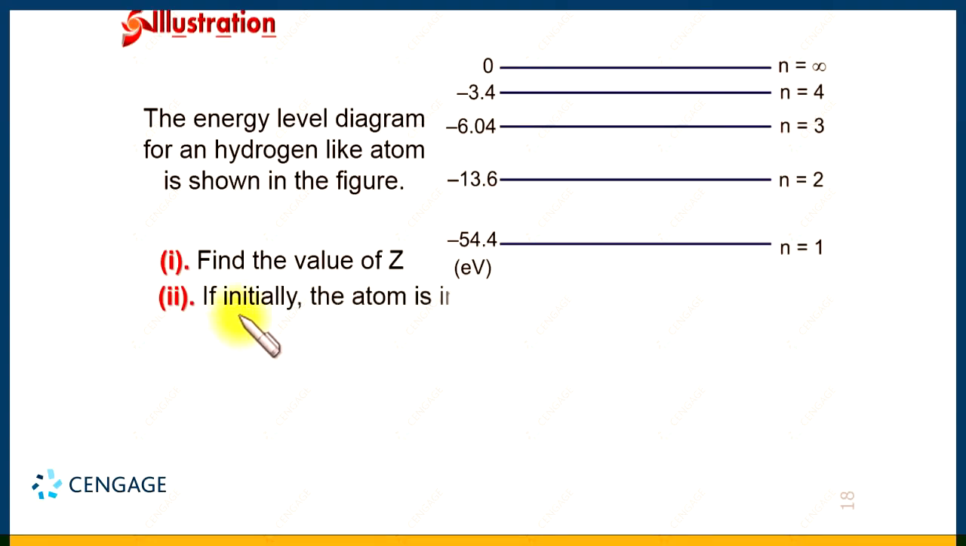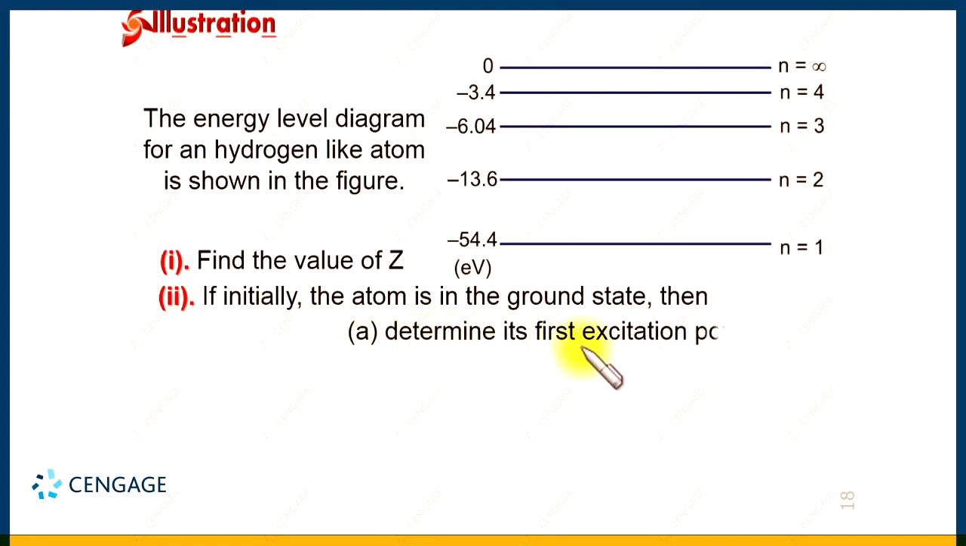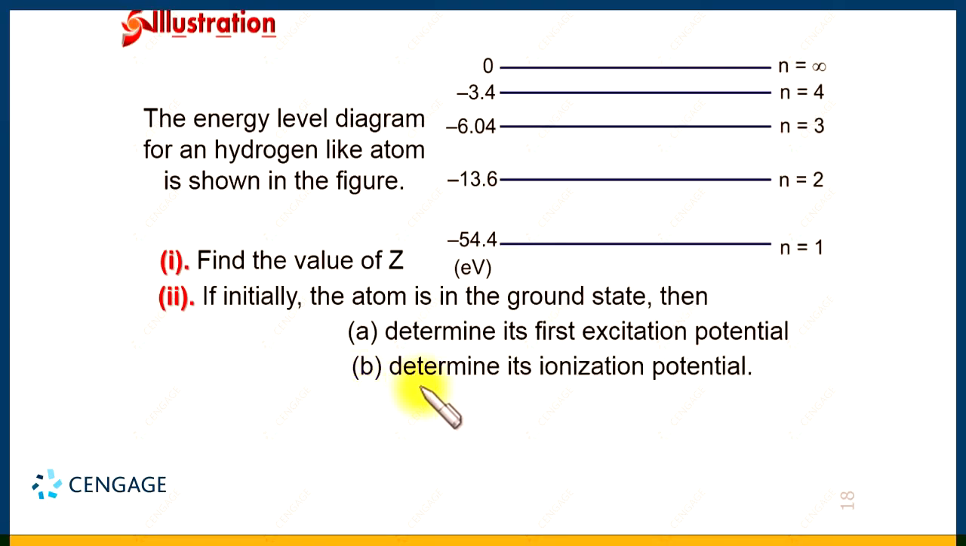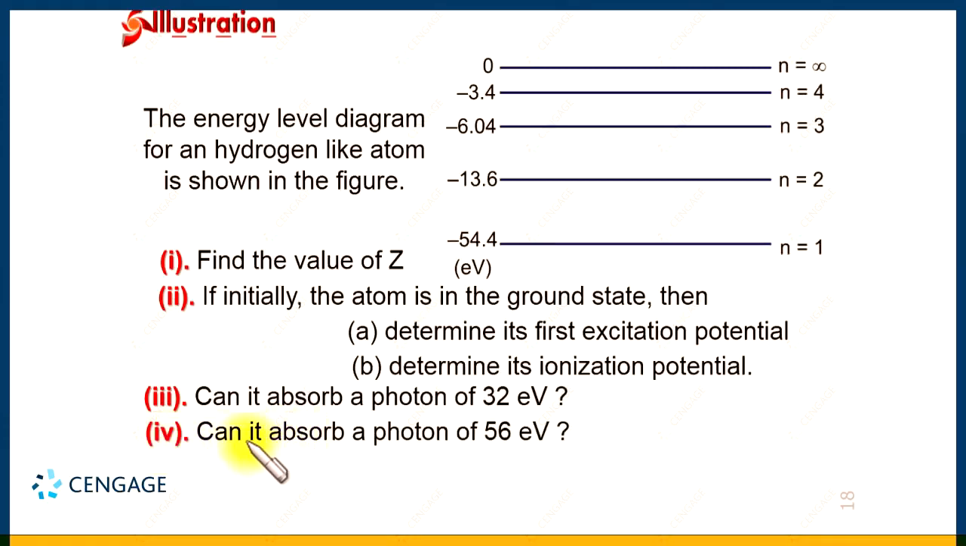In the second question, it is asked: if initially the atom is at ground state, then in part A determine the excitation potential, and in part B determine the ionization potential. In the third question, it is asked: can it absorb a photon of 32 electron volt, and in the fourth question, can it absorb a photon of 54 electron volt.